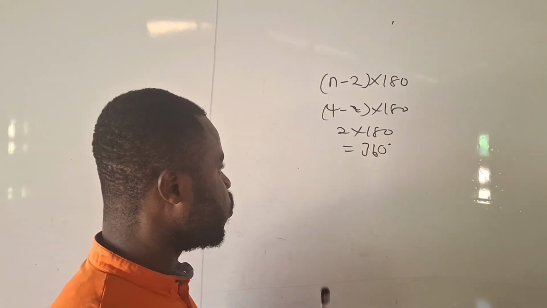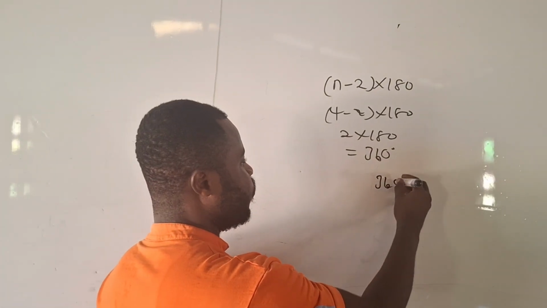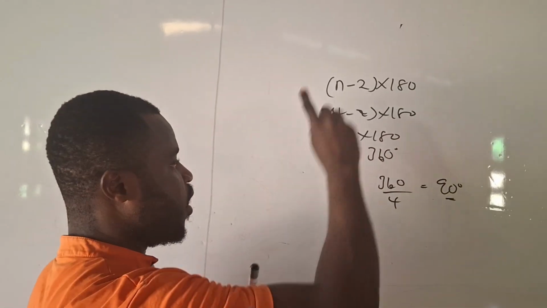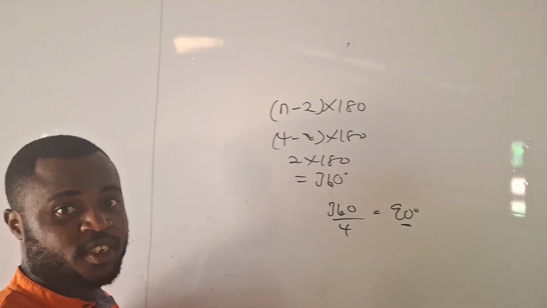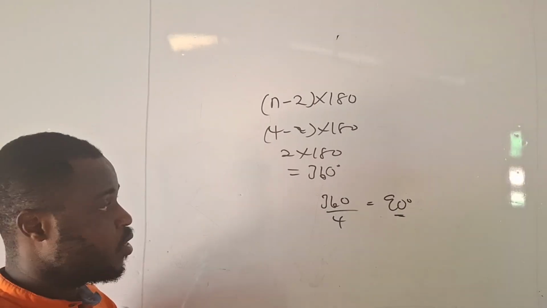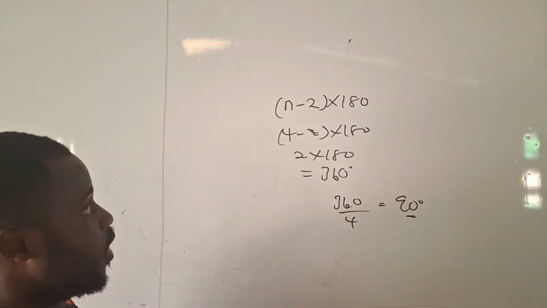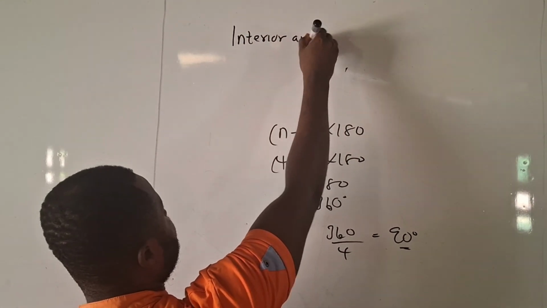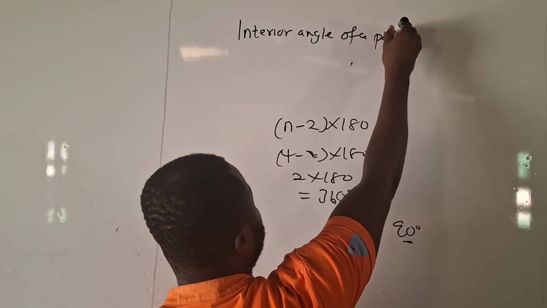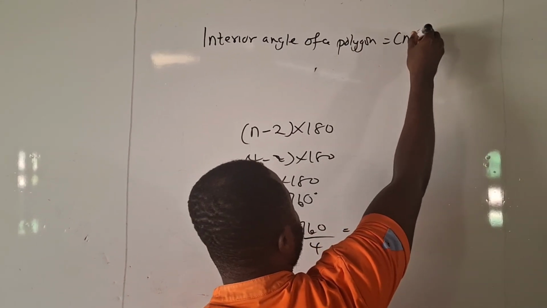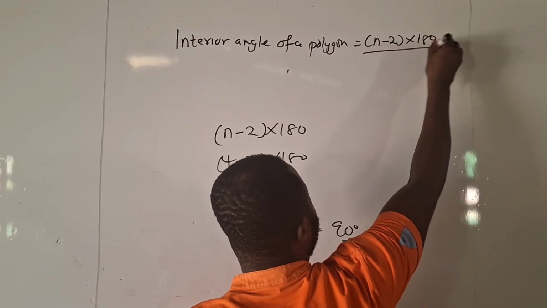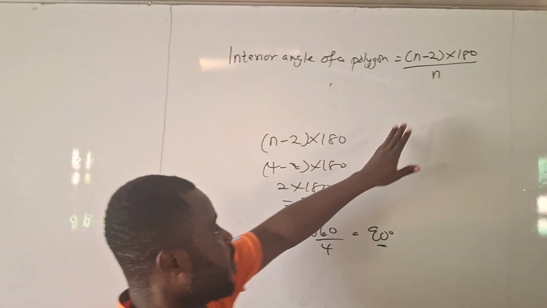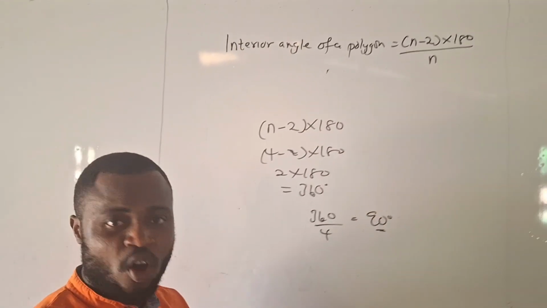To find one of the interior angles, you divide 360 by 4, and each of the interior angles will give you 90 degrees. So each interior angle is 90, and the 4 of them give you 360. This gave birth to the formula to find the interior angle of a polygon. The formula is (n minus 2) times 180 all over n, where n is the number of sides, because we are dividing by the number of sides to know each of the interior angles.